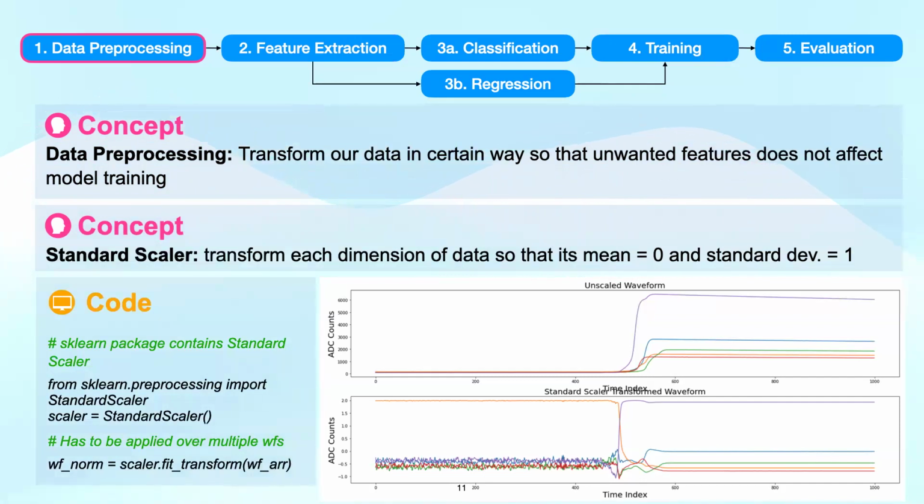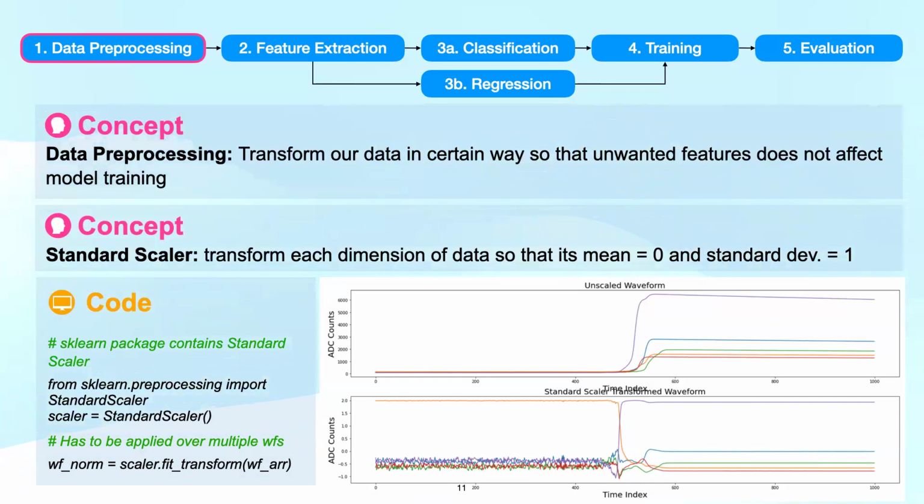You can see here on the top I have the unscaled waveform, and on the bottom I have the waveform after standard scaling. At the beginning, most of my waveform is at 0. After transforming, some of the waveform is at minus 0.5, some is at 2. But if you pull out this sample at time 0, the mean is going to be 0, and the standard deviation of the full waveform at time 0 is going to be 1.